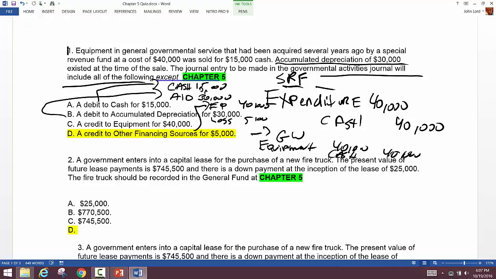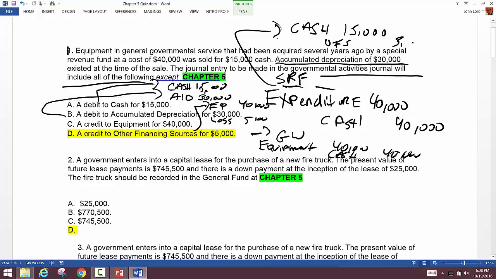How about the same transaction, since we bought the stuff in the special revenue fund, I guess we'll account for the sale of it in the special revenue fund. What do you want me to do in the special revenue fund when I sell this? Debit cash, good. For what, 5,000? I mean, 15,000. Okay. What do you want me to credit here? Other financing sources, you want me to credit for how much? 5,000. Why 5,000?